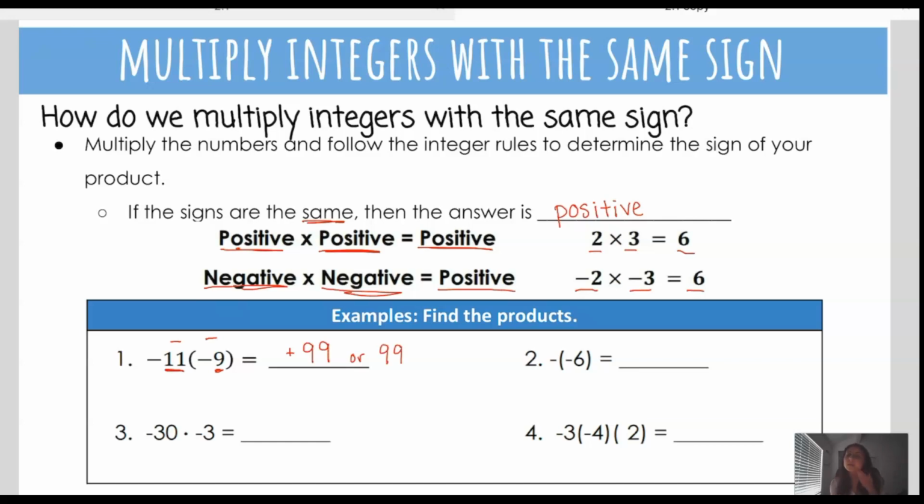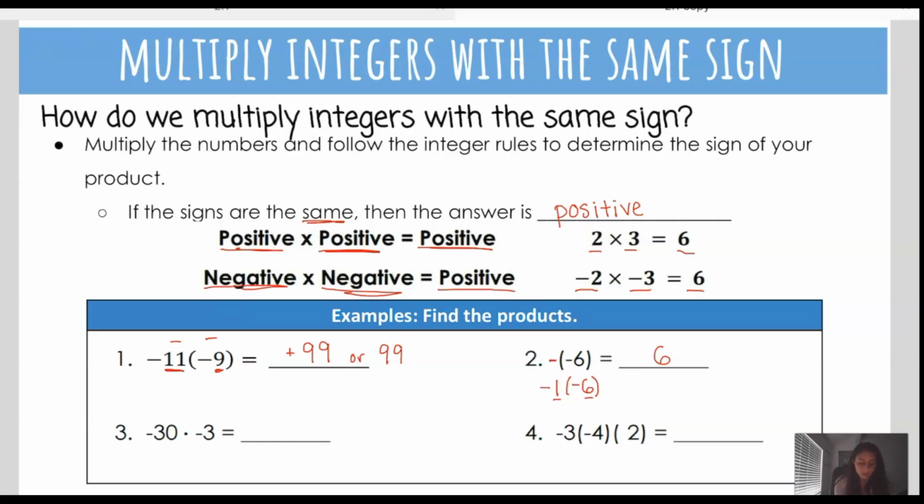Number 2, we have a negative times negative 6. This negative on the outside is really a negative 1. Negative 1 times negative 6. Anytime there's a negative without a number in front of parentheses, there's actually a 1 there, but because anything multiplied by 1 is itself, we don't have to write it. So that's really like saying negative 1 times negative 6. Well, 1 times 6 is 6, and a negative times a negative is a positive. So your answer is positive 6.